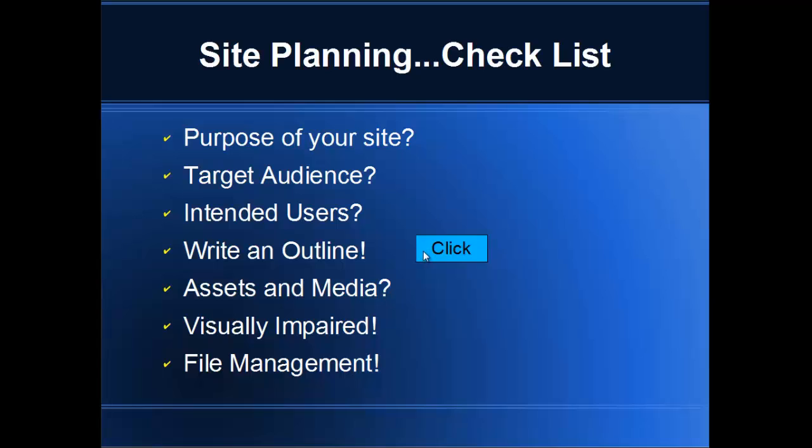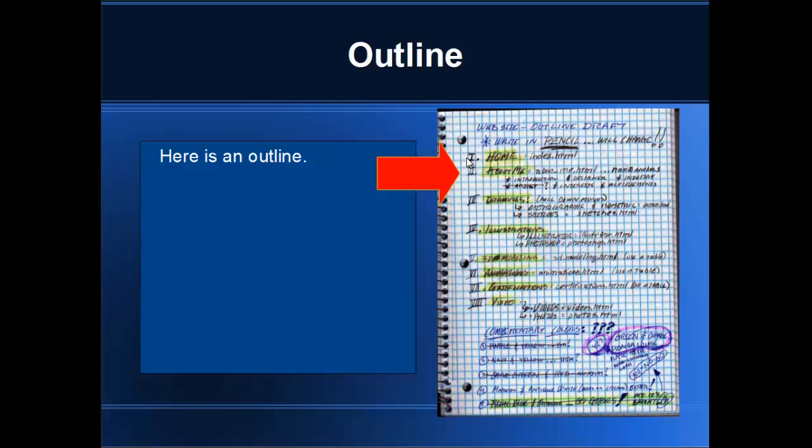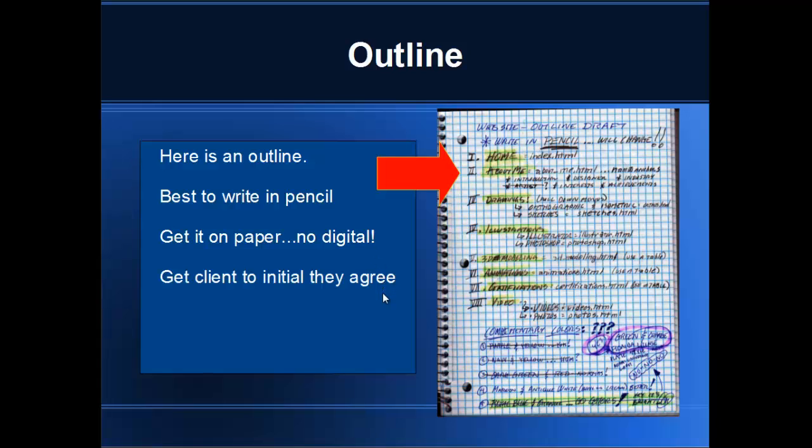And this I strongly recommend is that you write out your outline. And here is this outline. Write it in pencil so you can change it. Get it on paper. Do not use it digitally. Just get it written out. Then have the client initial that they agree to this plan. And then this becomes your roadmap for your actual website you build. It's simple, it's quick, and it works. I guarantee it works.